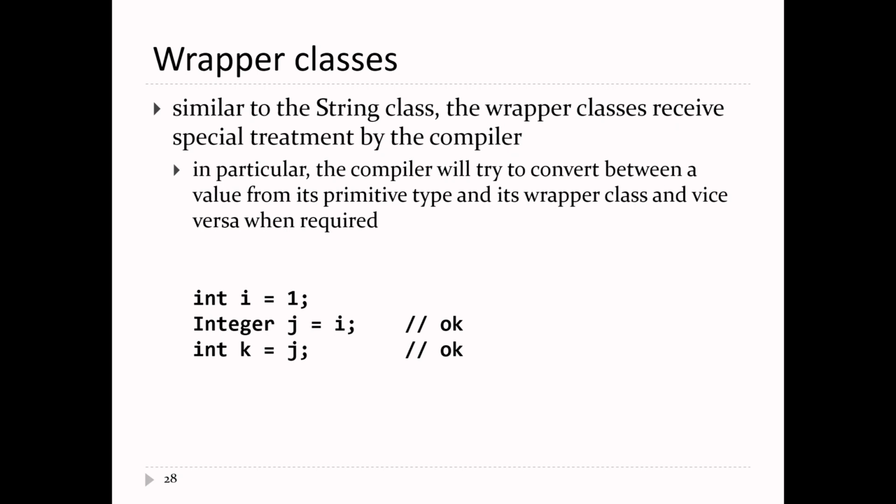So like the string classes, the wrapper classes get special treatment by the compiler. The compiler tries to convert between the wrapper type and its corresponding primitive type seamlessly. So here's an int i, its value is 1. Here's an Integer object, j. I am allowed to set it to i, so that works no problem. You can set it to 5 if you wanted to. That also works no problem. You can also go the other way. If I have an int variable k, I can get the int value out of the object j like that, again, seamlessly. So this works. The compiler takes care of all of the stuff that has to happen under the hood for you.